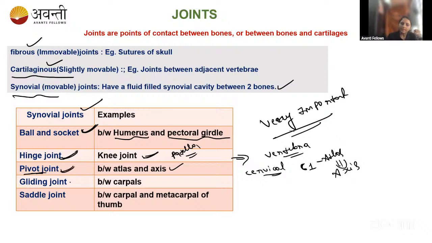Then the gliding joint is present between the carpals, the wrist bones. There the gliding joint is there. And the saddle joint is present between the carpal and metacarpal, between the wrist and the palm. There is a saddle joint there.